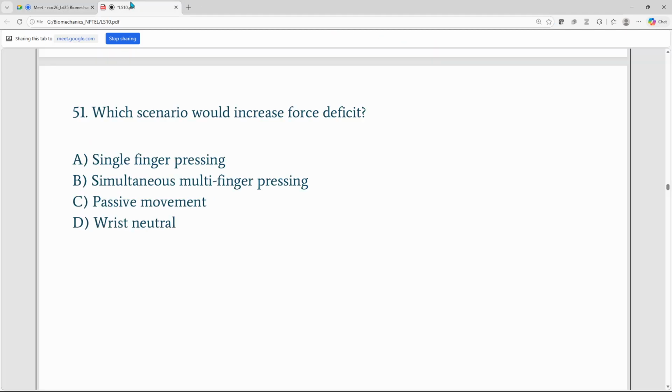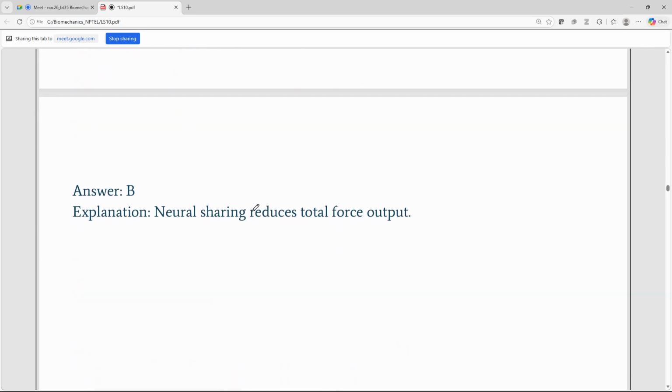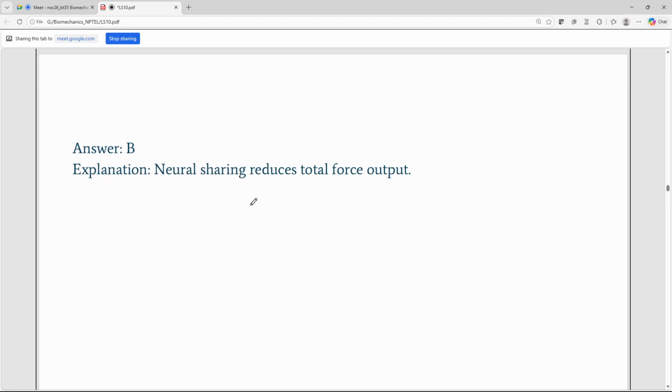Answer is option B, simultaneous multi-finger pressing, because by doing multi-finger pressing, the neural sharing reduces the total force output. Option B.